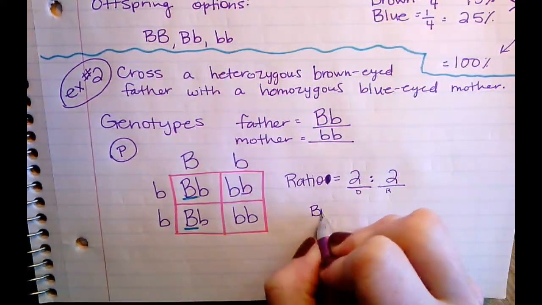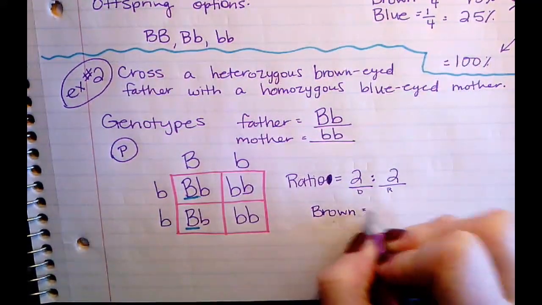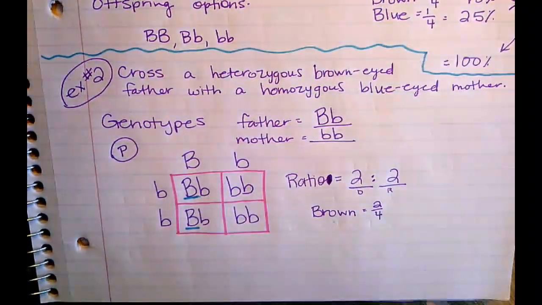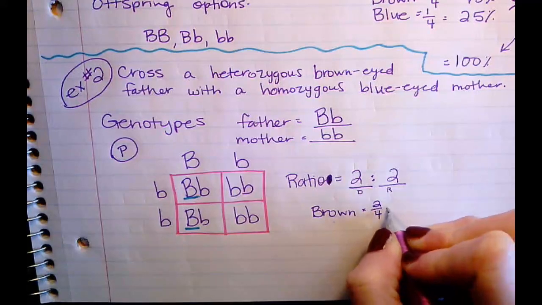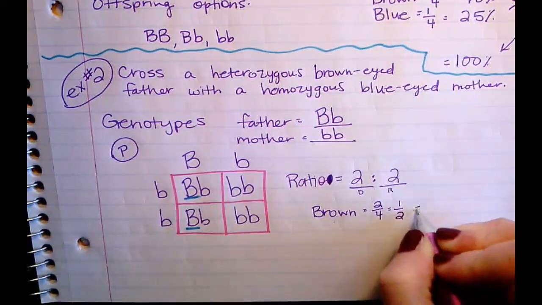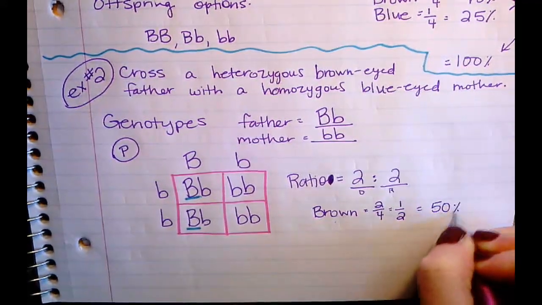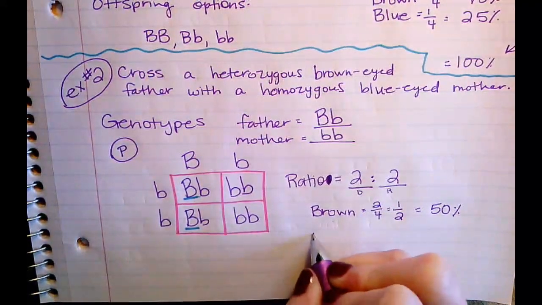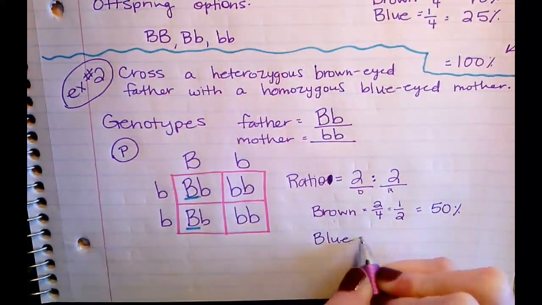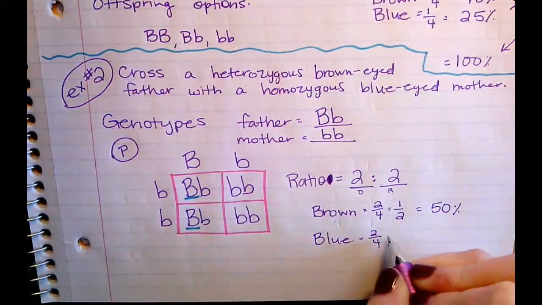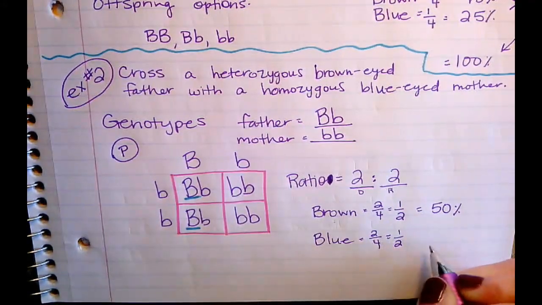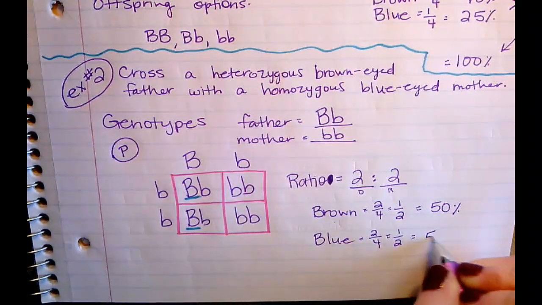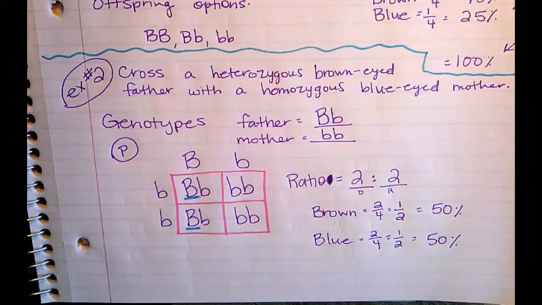So brown eyes would be a 2/4 chance, which reduces, right? That reduces to a half. So we know that that is 50% chance of having a brown-eyed offspring. And for blue, it's the same thing, 2/4, which reduces to a half, which equals 50%. So you have a 50-50 chance on this one.